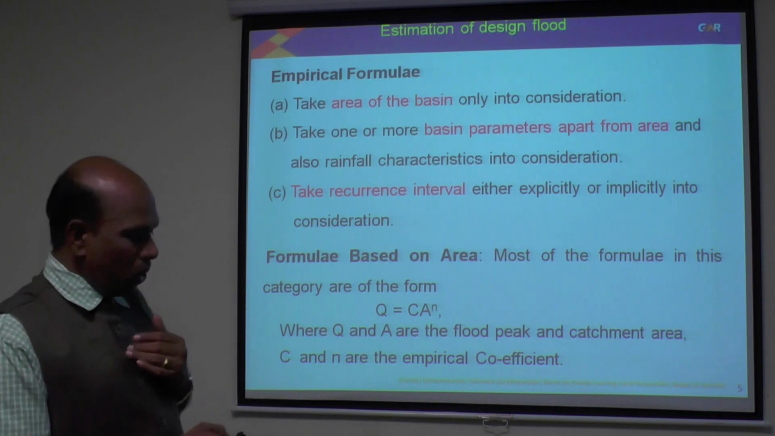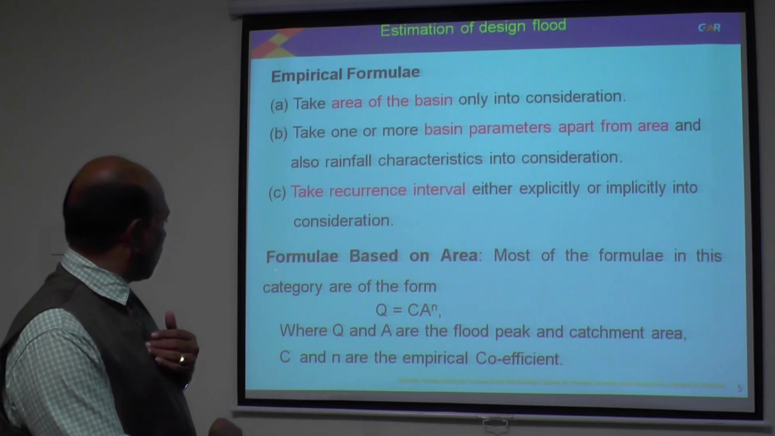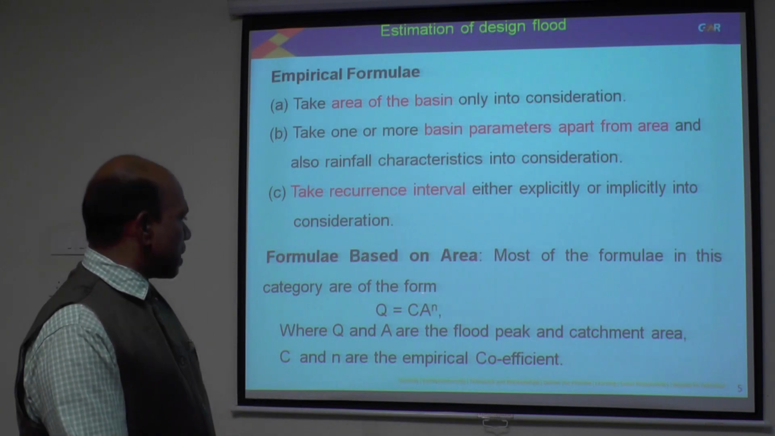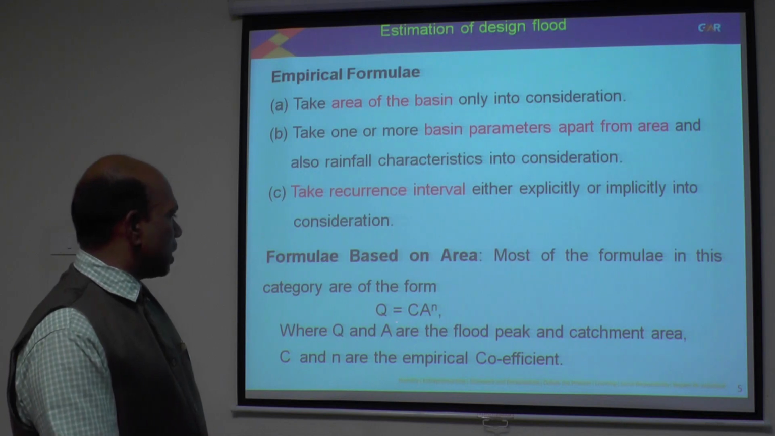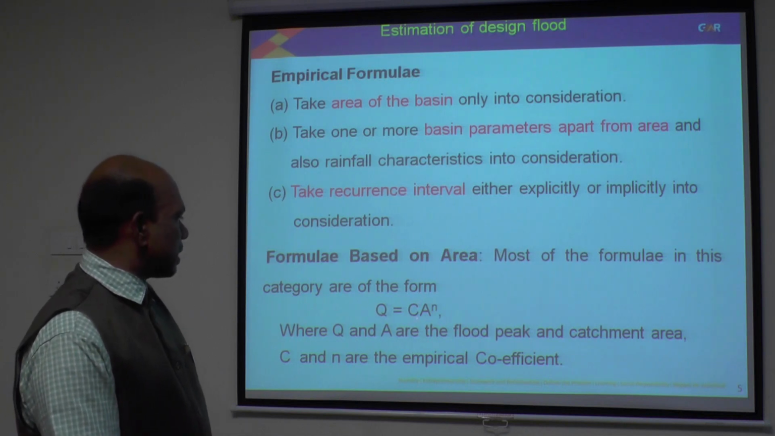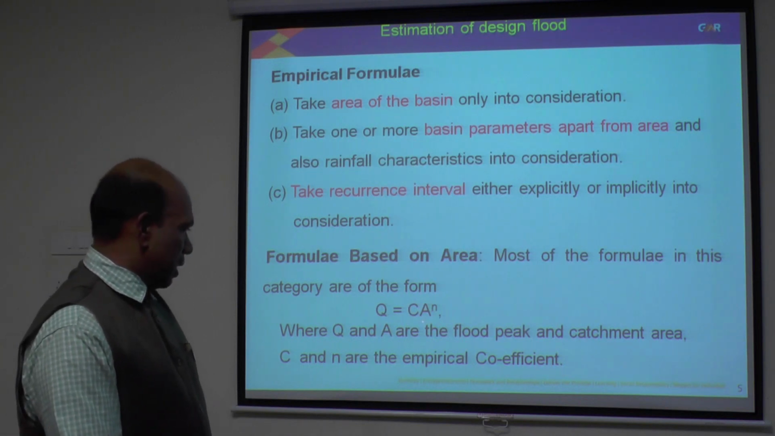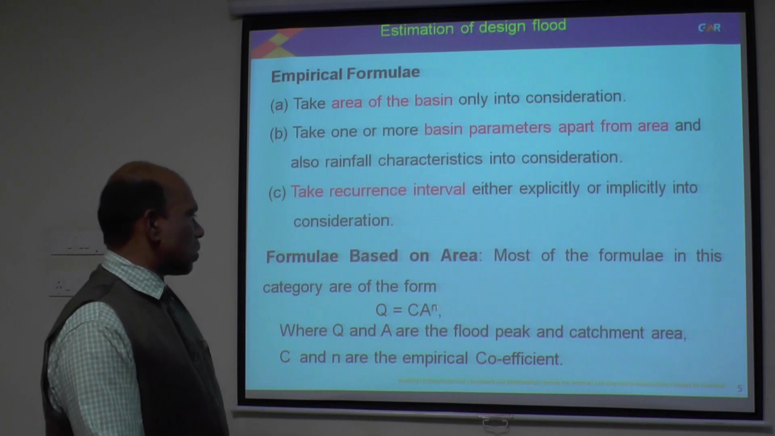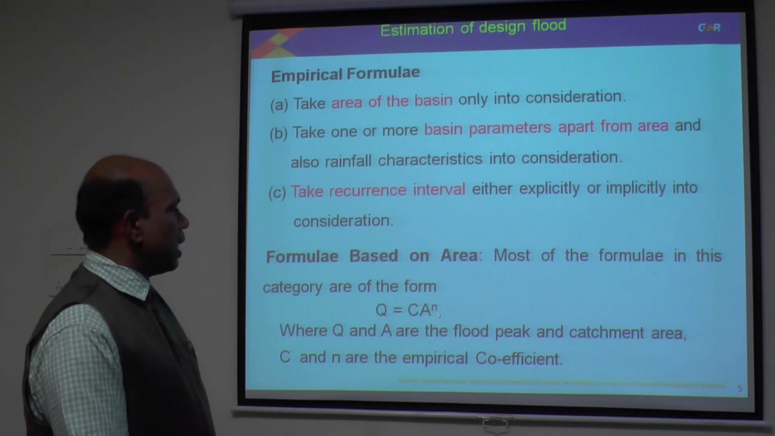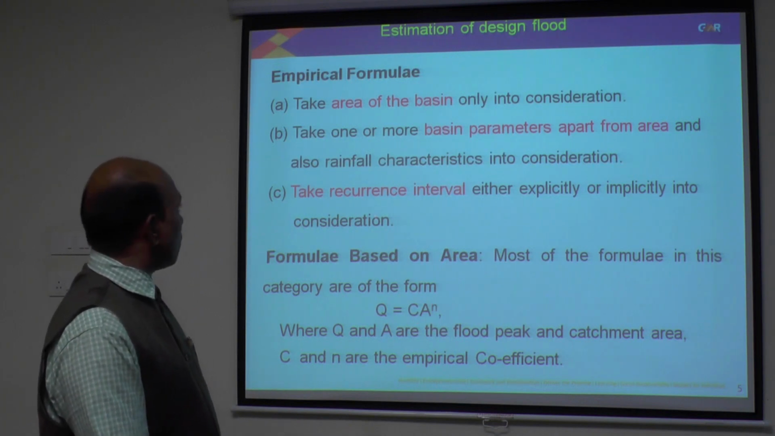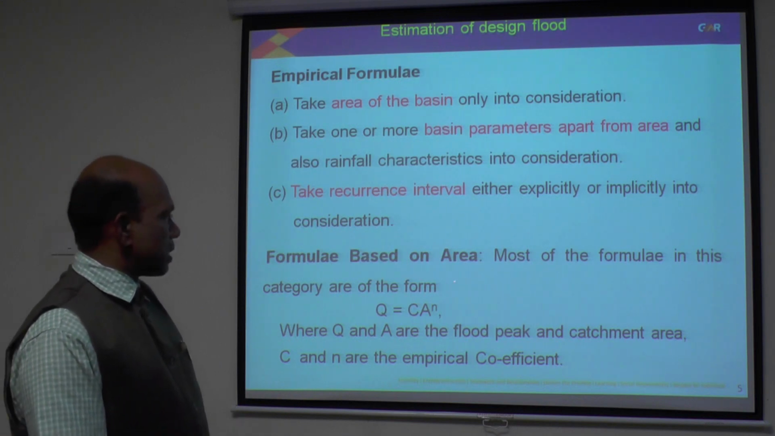First of all, we are going to discuss the first one, the formulas based on the area: Q equal to C A power n. Here C is the runoff coefficient, which depends upon the catchment area, and A is the catchment area. n also depends on the characteristics of the catchment area. This is the standard formula based on area.